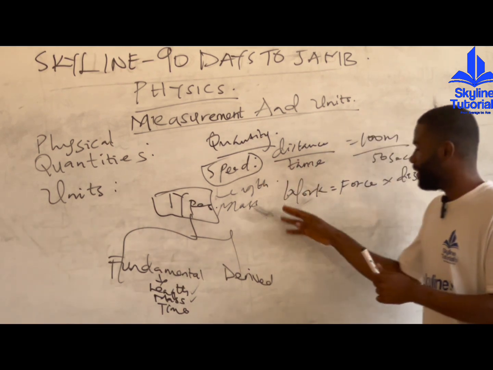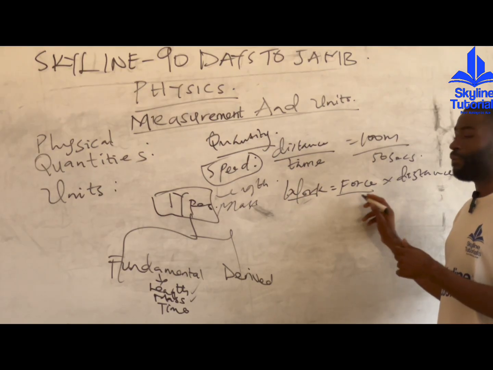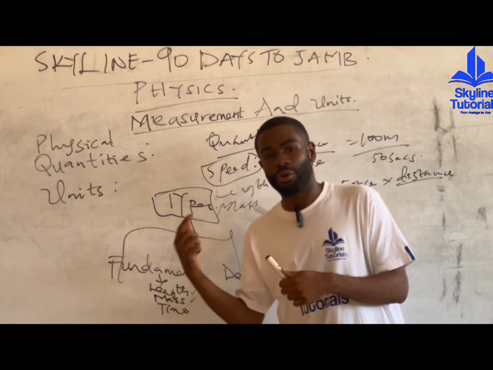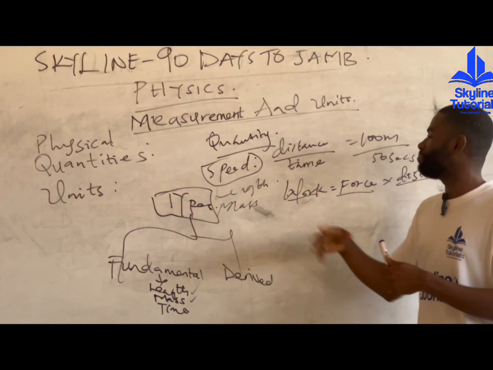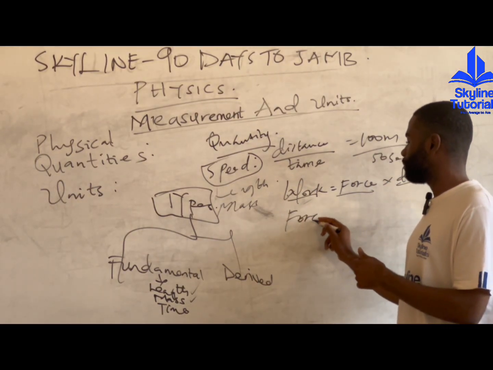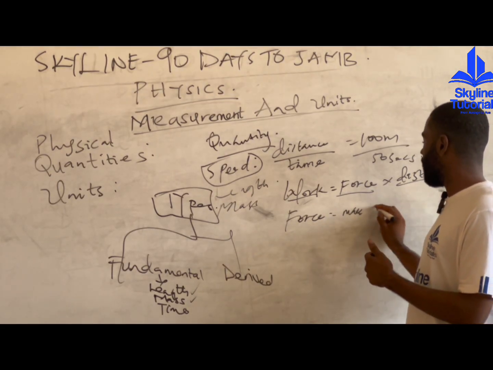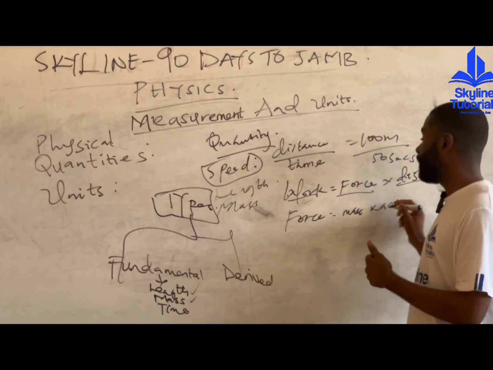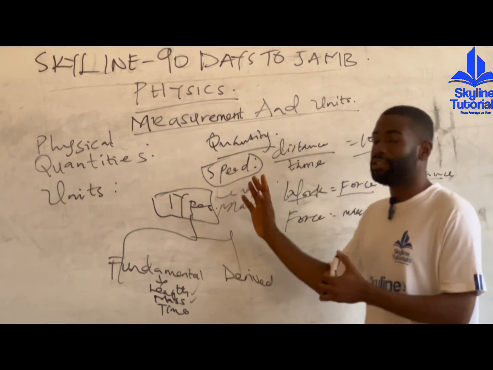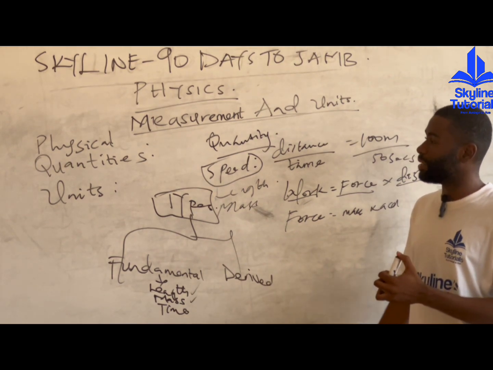That is why it is a derived quantity, because for it to exist, there must be an input of force and a displacement of that body or object. There are 1001 examples of derived quantity. We also have force. Force is a derived quantity. It depends on mass and acceleration. The later part of this video will cover a table that denotes all the derived quantities that you ought to know as regarding the JAMB syllabus.